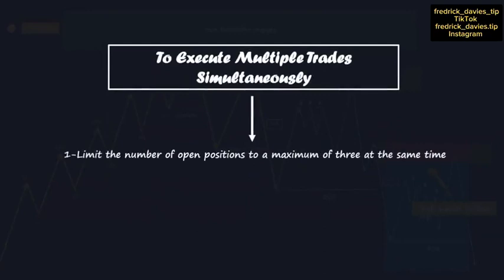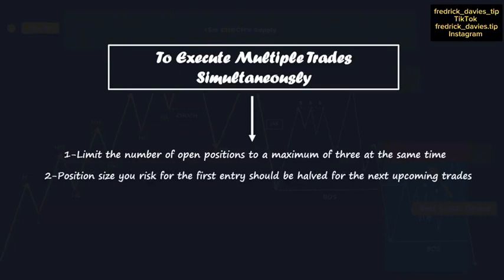To execute multiple trades simultaneously, some certain points and rules must be considered to reduce risk exposure. Limit the number of open positions to a maximum of 3 at the same time. Always remember that the position size you risk for the first entry should be halved for the next upcoming trades. For example, if your first position size is 2 lots, it's advisable to risk half that amount, which is 1 lot, for the subsequent trades. Now let's proceed to the real chart and see trade examples.